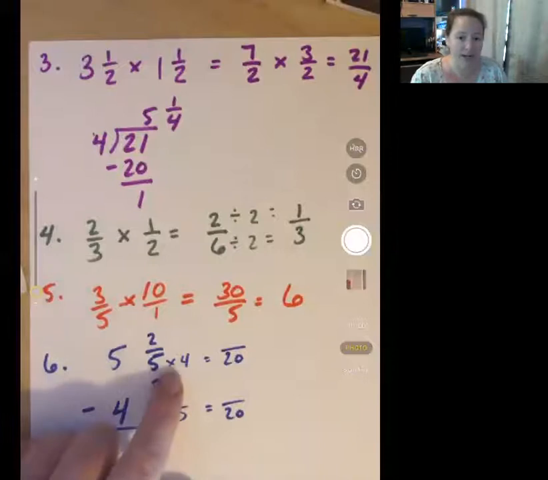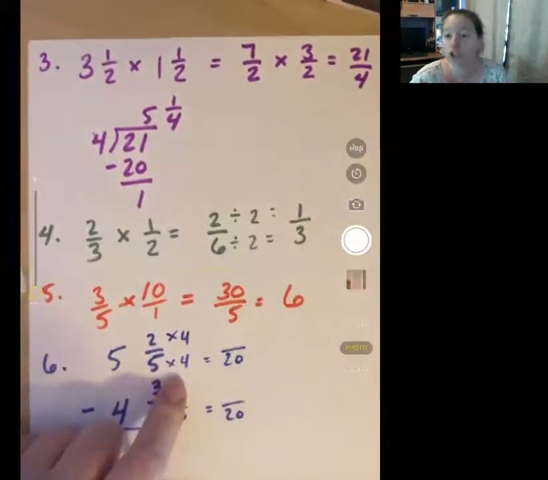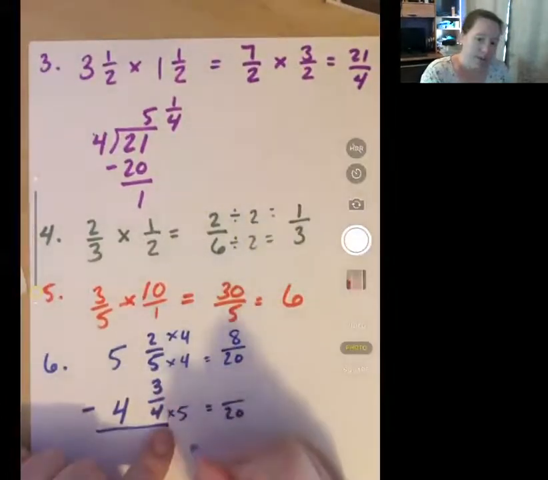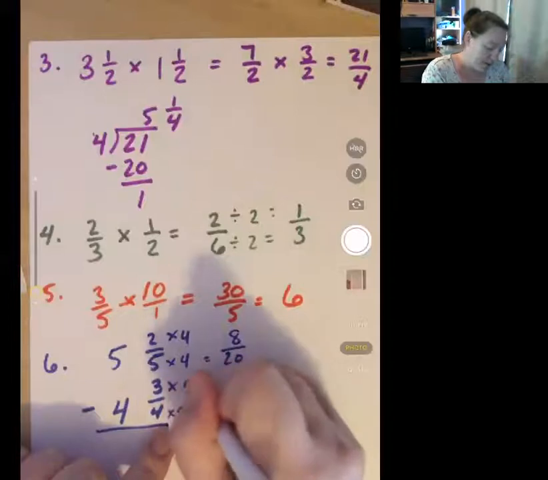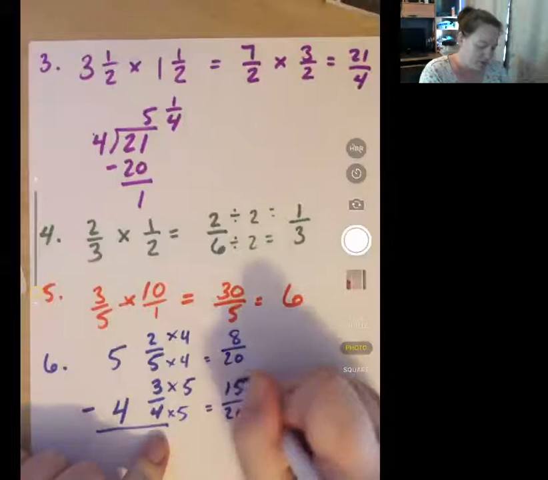So whatever I do to the bottom, I have to do to the top. I multiplied by a 4 there, so I have to multiply by a 4 there. 2 times 4 is 8. I multiplied by a 5 here. I have to multiply by a 5 here. 3 times 5 is 15.